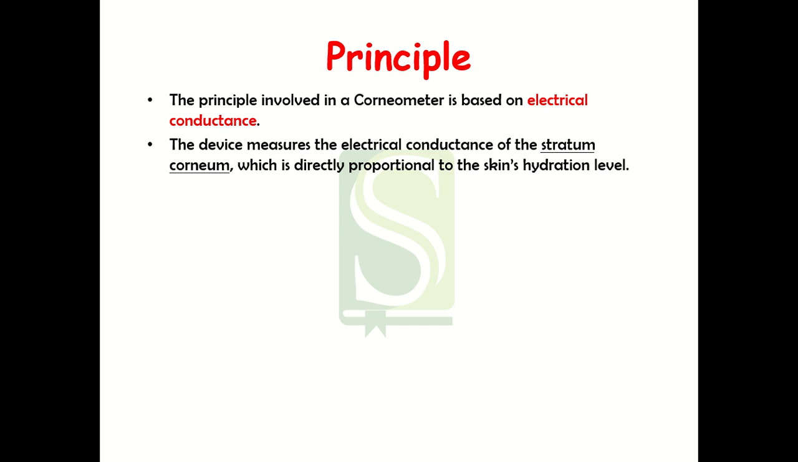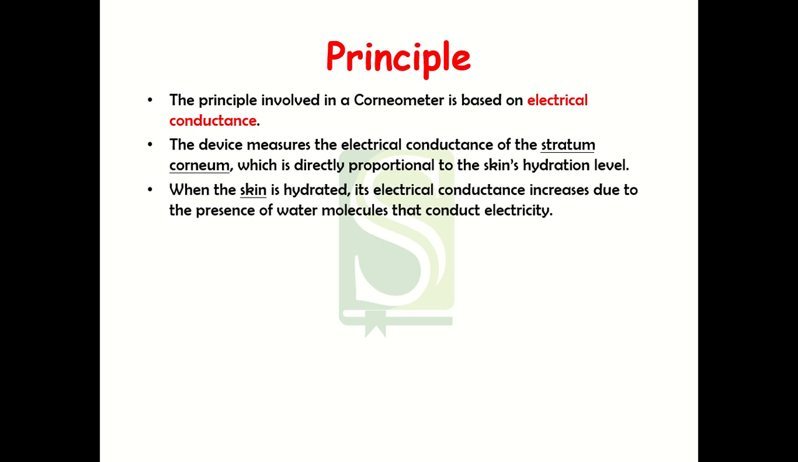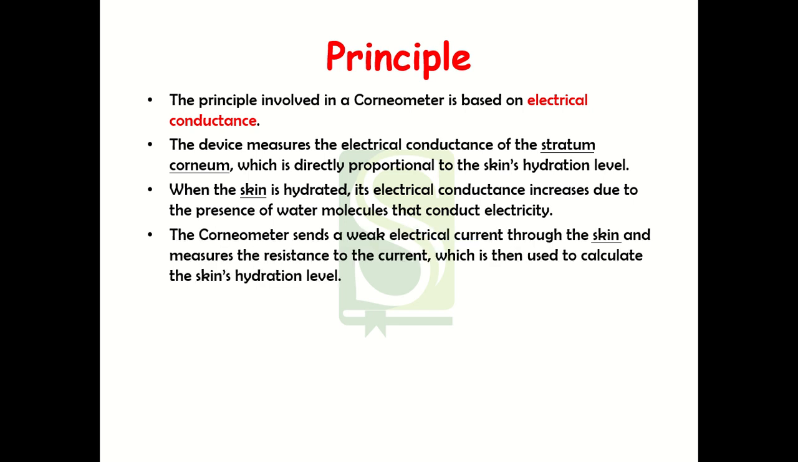Now what is the principle of working of this corneometer? The principle involved in the corneometer is based on electrical conductance. So this equipment is also called the equipment which measures the capacitance of your skin. The device measures the electrical conductance of the stratum corneum, and it is directly proportional to the hydration level of your skin. If the skin is hydrated, electrical conductance is good, because of the presence of water molecules which are good conductors of electricity.